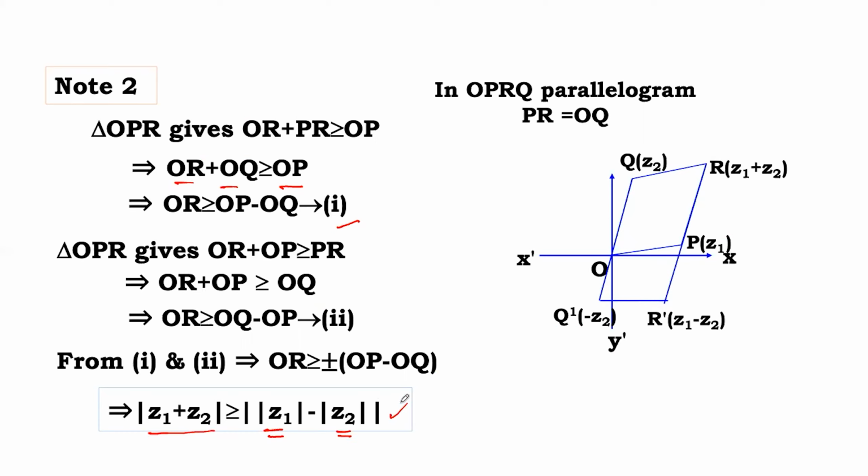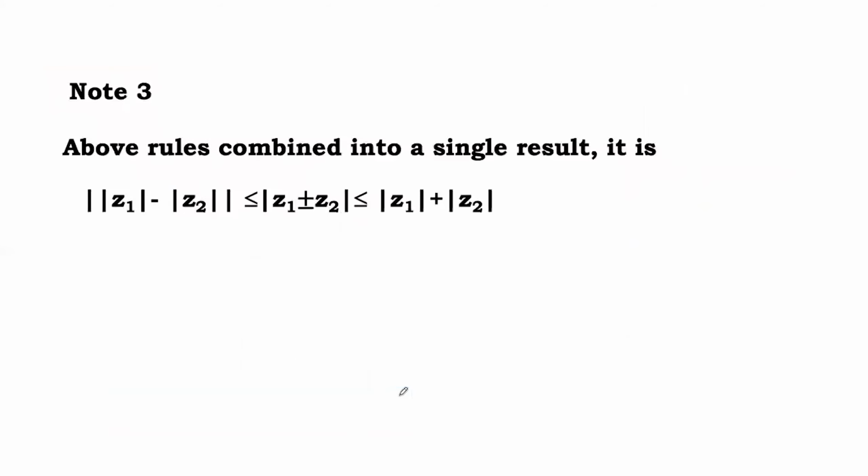right? The same formula, but this we are giving for difference, and earlier it was given for sum. But if I combine both the formulas, we can write it nicely: mod of Z1 plus or minus Z2 lies between the maximum value, which is mod of Z1 plus mod of Z2, and the minimum, which will be mod of Z1 minus mod of Z2 in the mod.